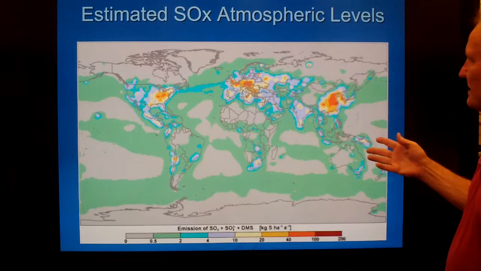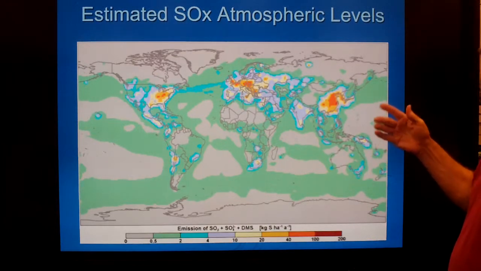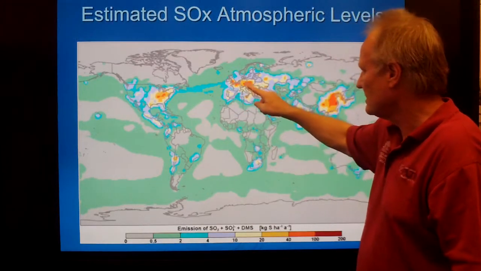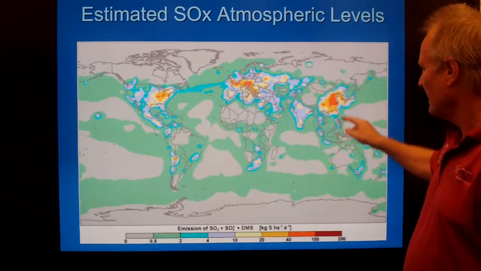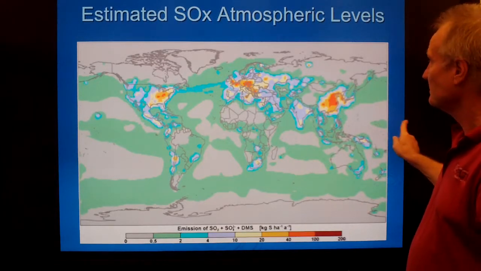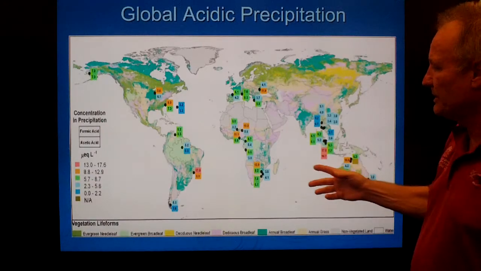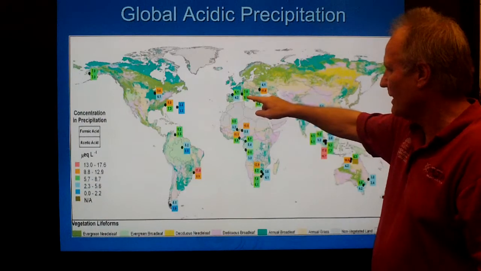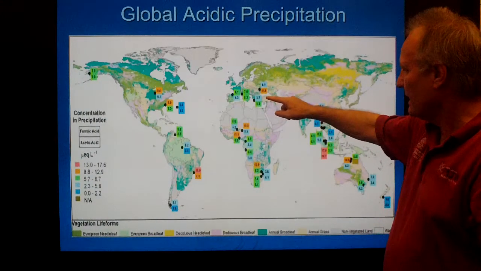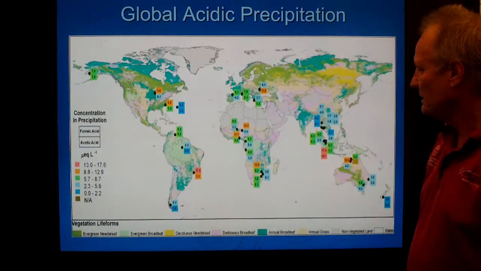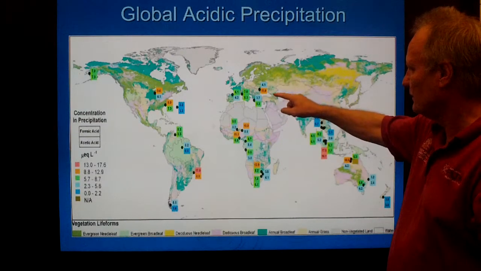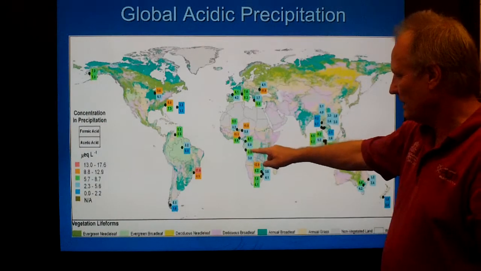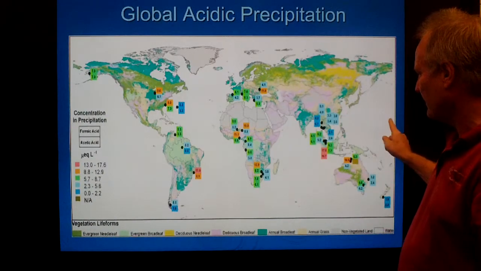Okay, so SOx at atmospheric levels. Notice the high concentrations of SOx in the atmosphere. There are hot spots here in the eastern United States, in Central Europe, and in China. And global acidic precipitation, 4.1 in the United States, 4.2 in parts of Spain, and very, very strong, 5.8 and 4.1, in parts of the Mideast, and even some problems in parts of Africa.